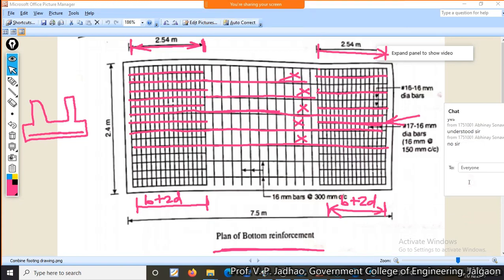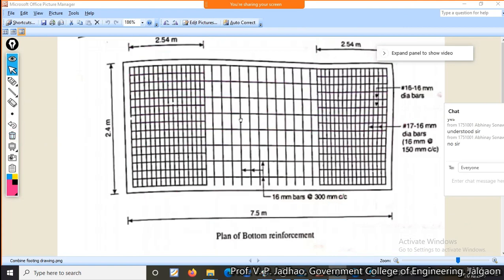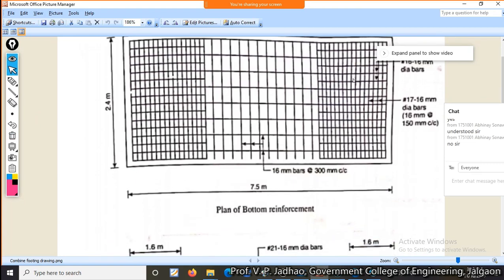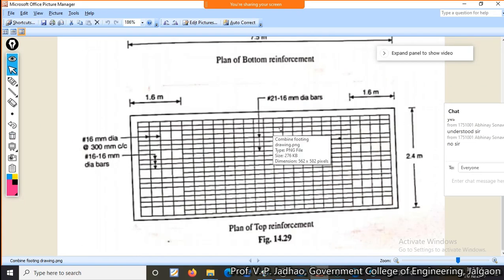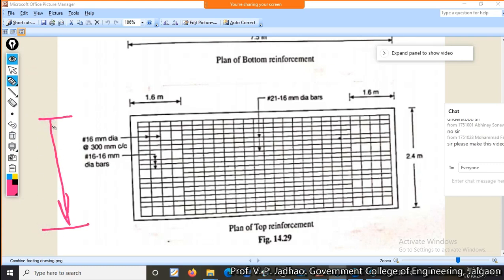Okay, so we have understood the longitudinal reinforcement. Longitudinal reinforcement will be provided at the two faces, that is at the bottom face and at the top face. Now regarding the transverse reinforcement, it is required to be provided in the transverse direction.